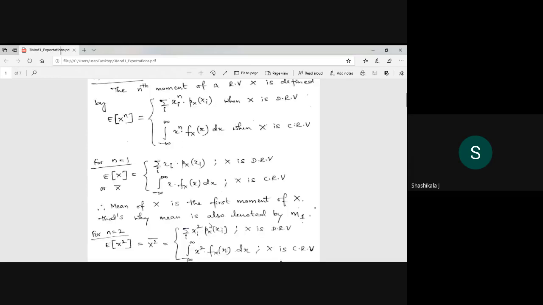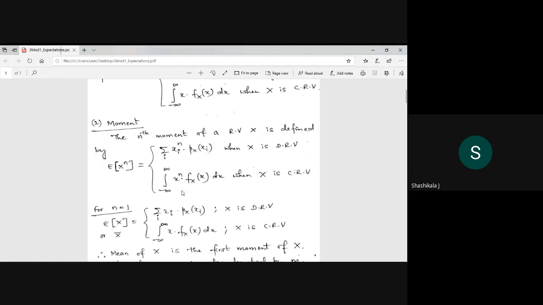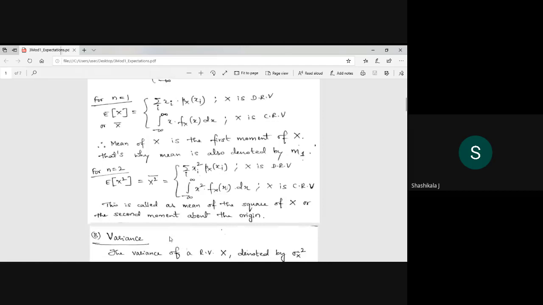Finally, for the examination and for your problem solving, you need to remember what E of x and E of x square are. E of x is also called m1, and E of x square is called m2. You have to remember those notations. Okay, so next is variance.